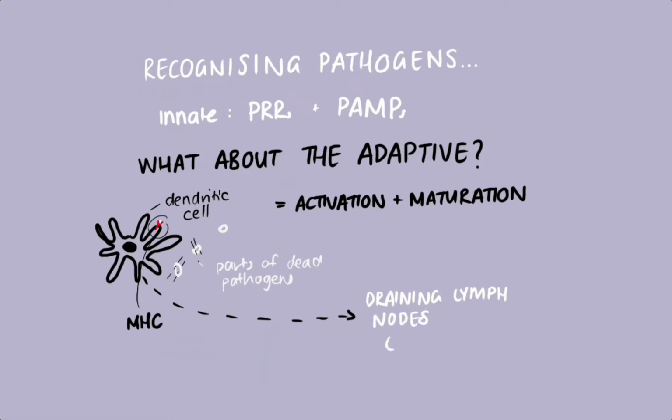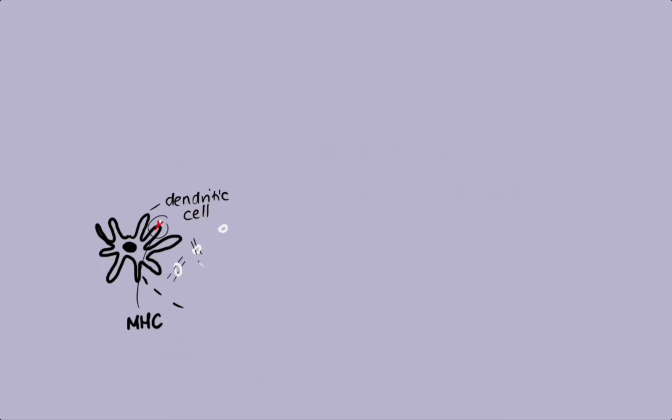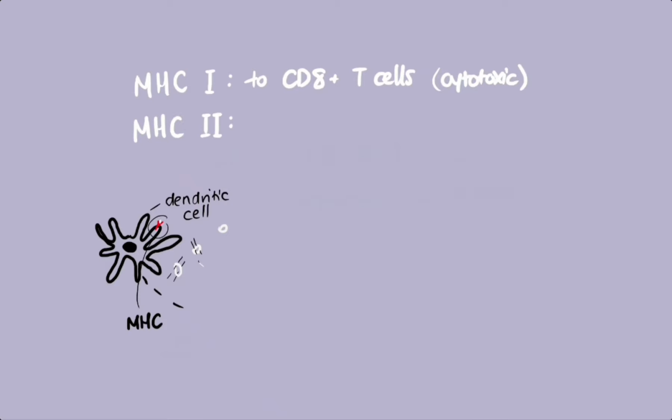MHC class 1 molecules, which are present on every nucleated cell in the body, present it to CD8 cells or cytotoxic cells, whilst class 2 present it to CD4 cells, also known as helper T cells. So what's the action of cytotoxic killer cells? They basically kill the cells via apoptosis.